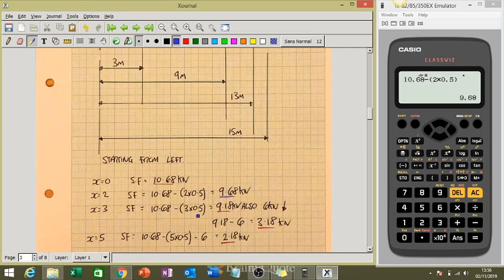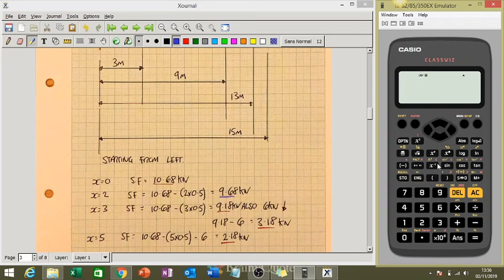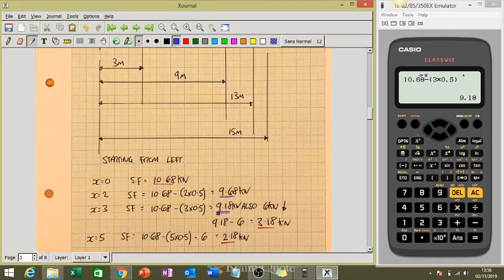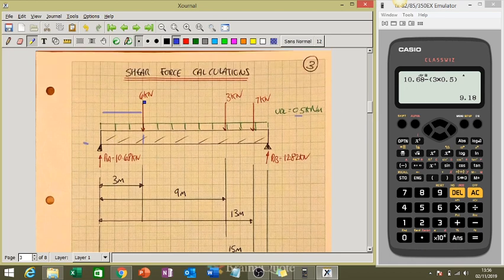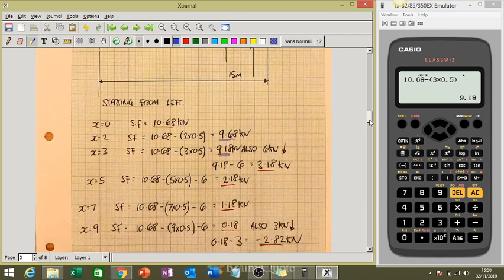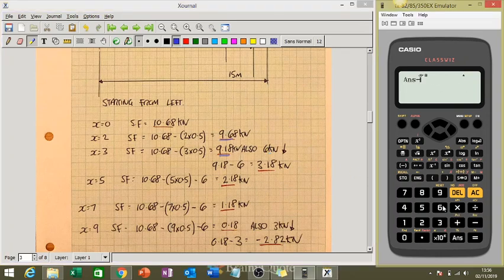3 meters worth of my UDL. So 10.68 coming up. Coming down, I've got 3 meters worth of my 0.5 UDL. That gives me 9.18 kilonewtons. That's 1 point I plot on my graph, but I've also got the 6 kilonewtons coming down. So make sure you have 2 points when you've got a point load. I've got 9.18, it's going to be 1 point, but I've also got the 6 kilonewtons coming straight down. So I'm going to take away the 6, gives me 3.18.